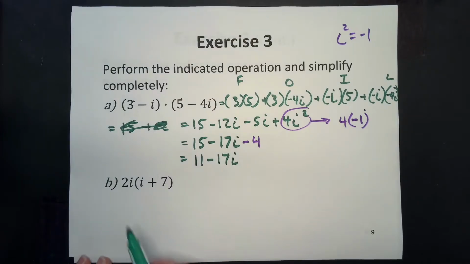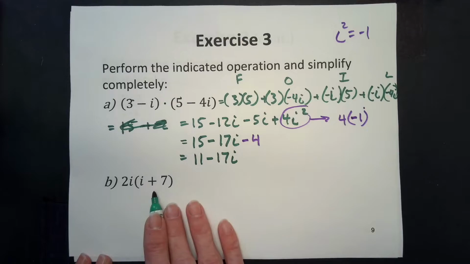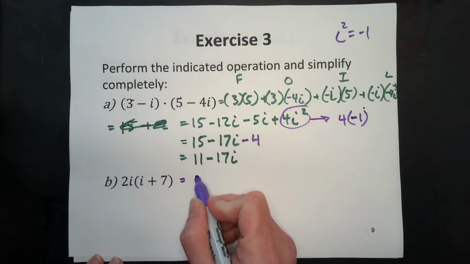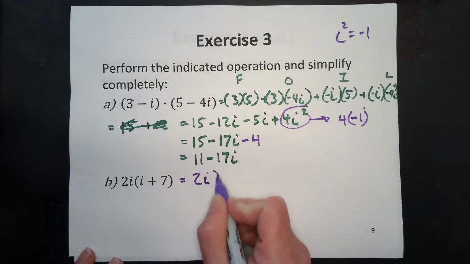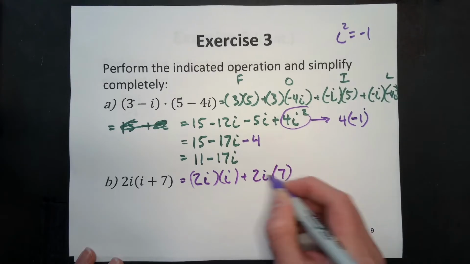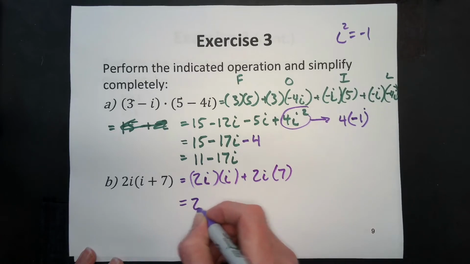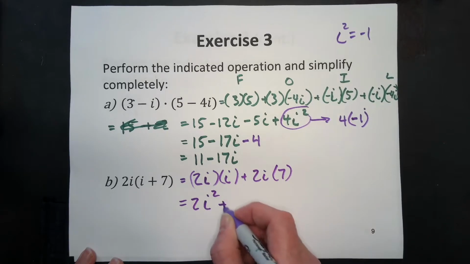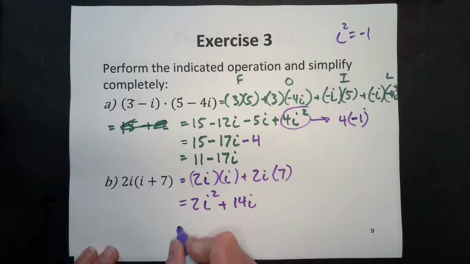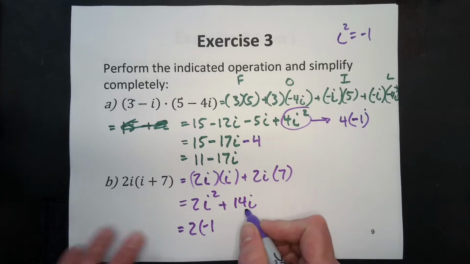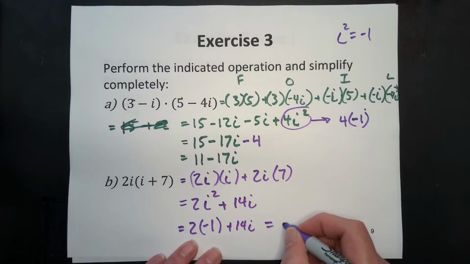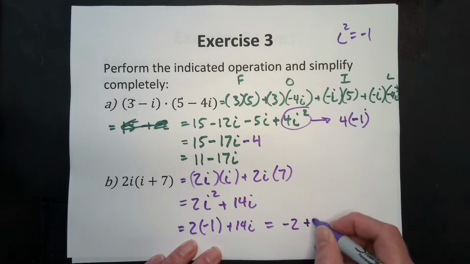Next, we have problem B, 2i times i plus 7. And so let's just distribute that. We don't need to FOIL it out. So that's going to be 2i times i plus 2i times 7. And so that's going to give us 2i squared plus 14i. Well, the i squared again, once a equals negative 1, so it's going to be 2 times negative 1 plus 14i to give us a total of negative 2 plus 14i.